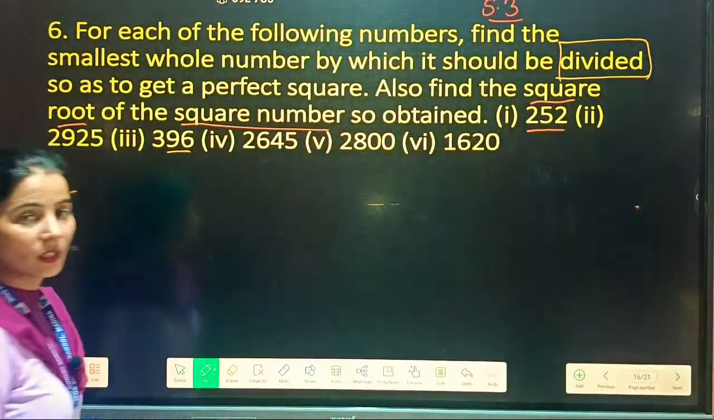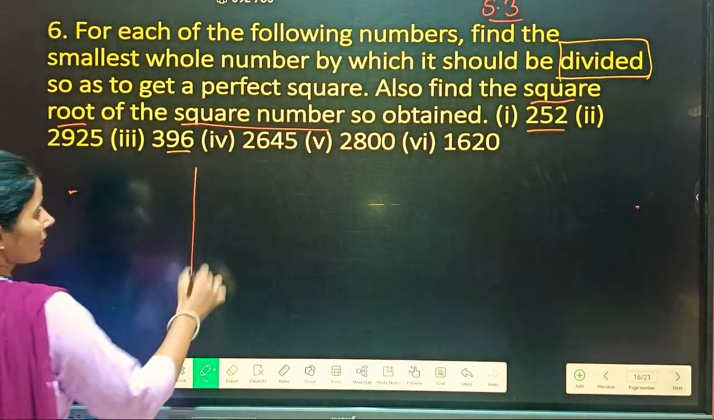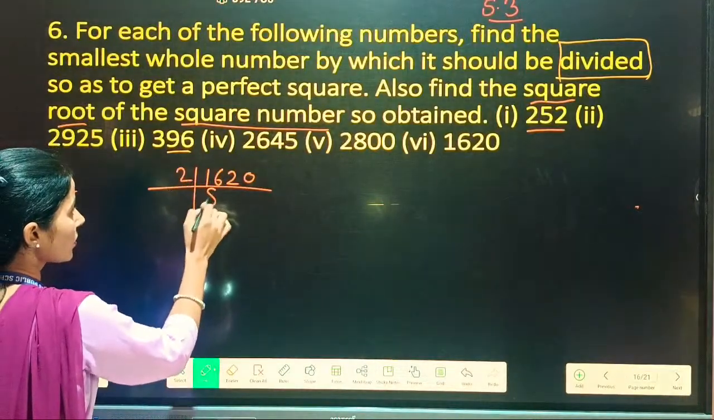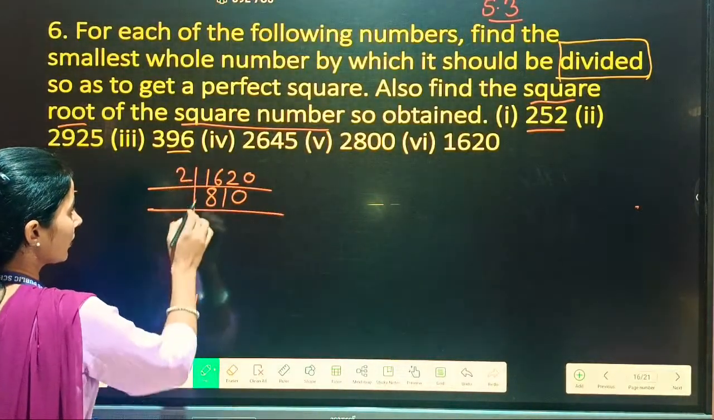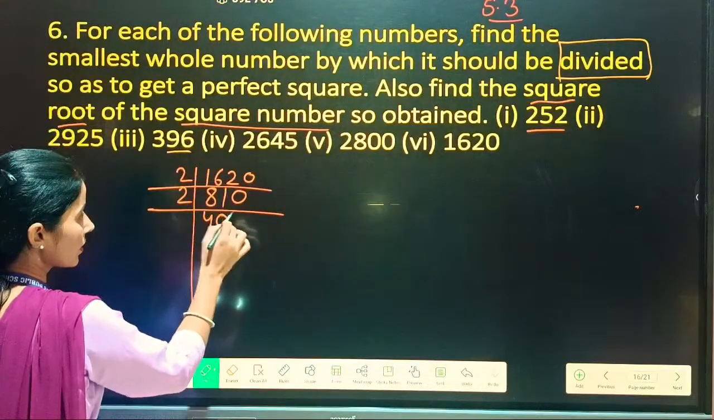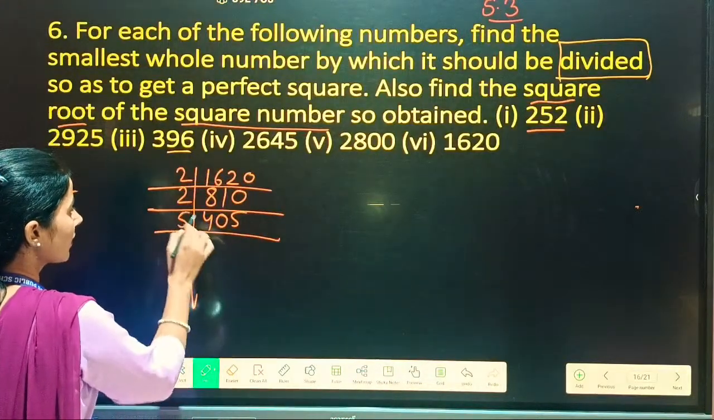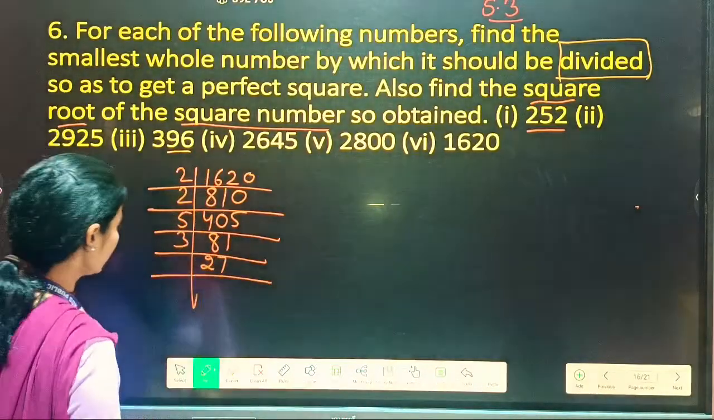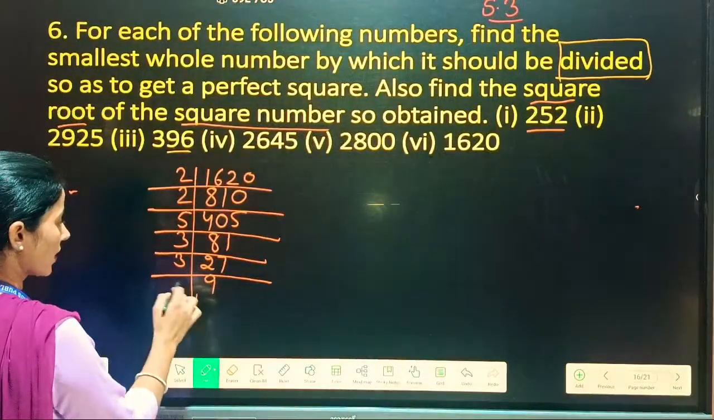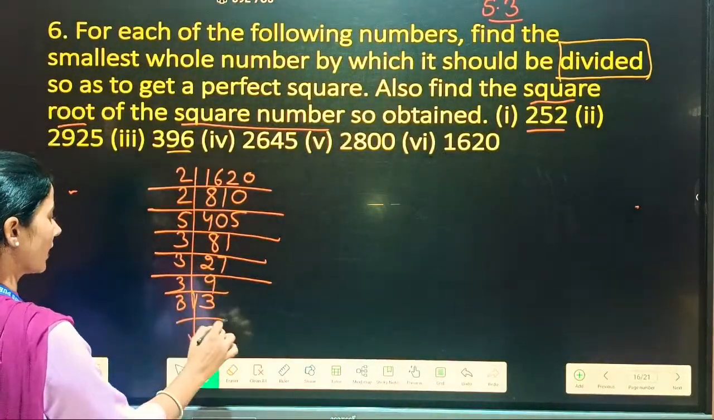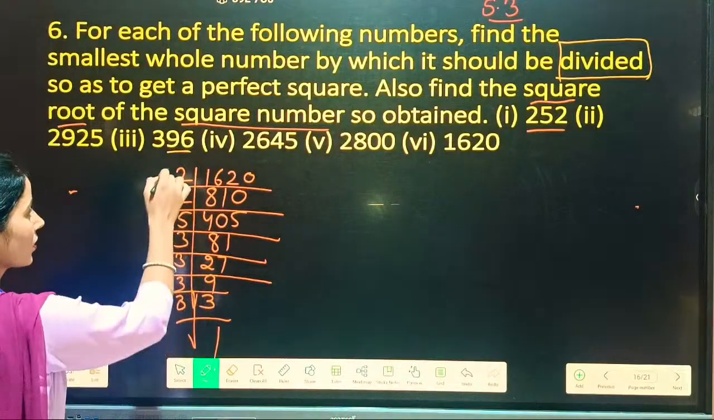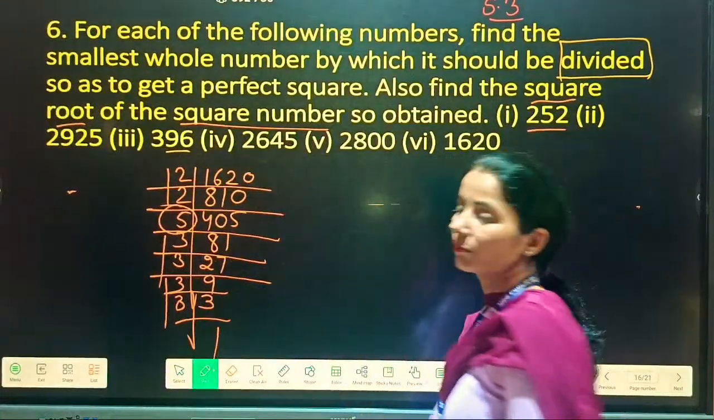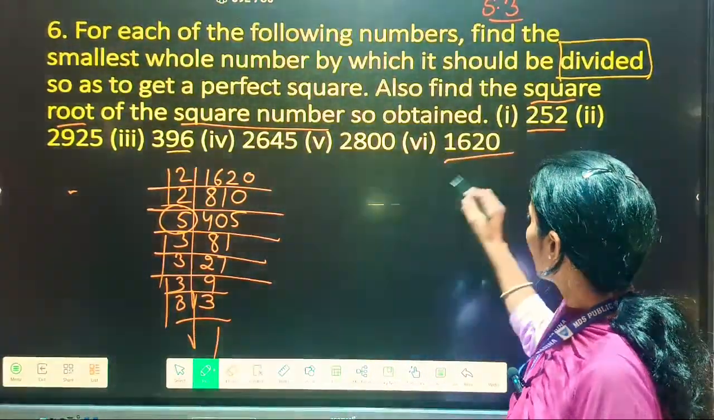What is the next part? 1620. It is 1620. Start factorizing. 2 8s are 16, 2 1s are 2, 0 as it is. Then further 2 4s are 8, 0 as it is, 2 5s are 10. Now 5 8s are 40 and 5 1s are 5. 3 2s are 6, 3 7s are 21. Again 3 9s are 27, 3 3s are 9. This 3 is in a pair, this 3 is in a pair, this 2 is in a pair, this 5 is unpaired. So this 5 is the smallest whole number by which we have to divide our given number.